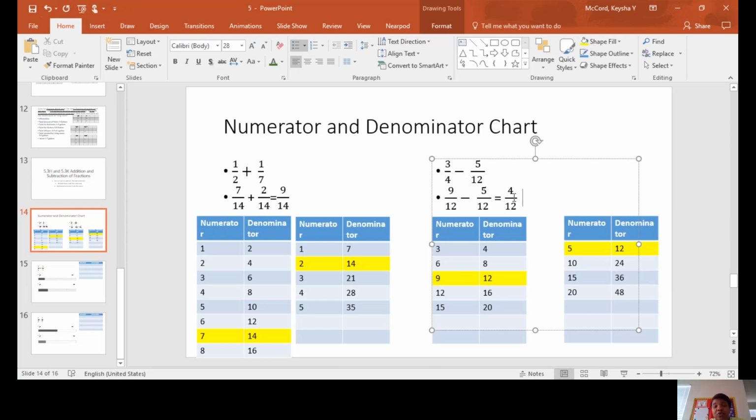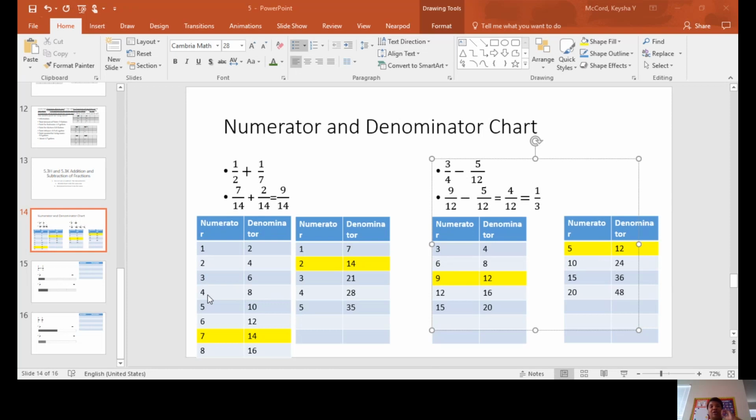If you do not see 4/12 in your answer choices, that means that it is not in simplest terms. And so in order to do that, you can simply cross multiply your answers with 4/12 and find out which one is equivalent to 4/12, okay? And in this case, 4/12 is the same as 1/3. Okay, so this is our answer. This is how we make a numerator denominator chart, okay?